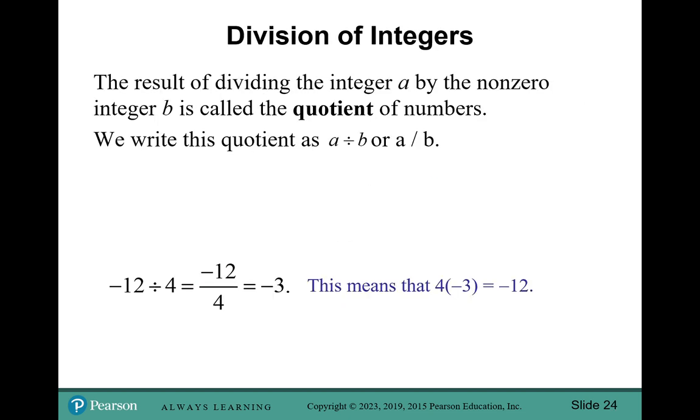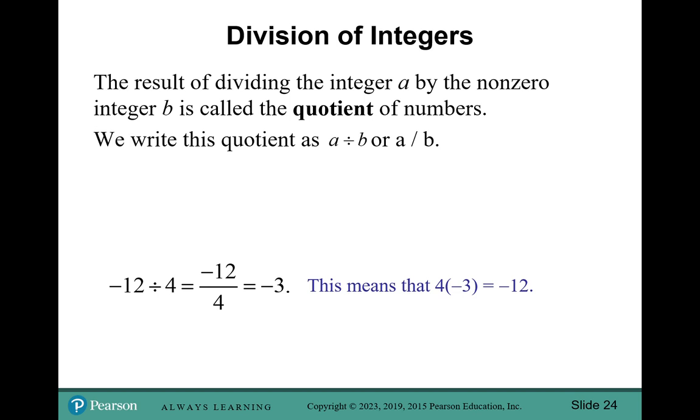Let's look at the division of integers. The result of dividing an integer A by the non-zero integer B is called the quotient of the numbers. We write this quotient as A ÷ B, where A divides B, or A divided by B.